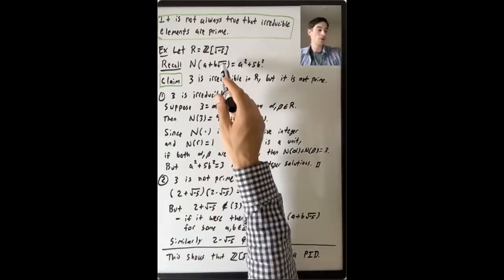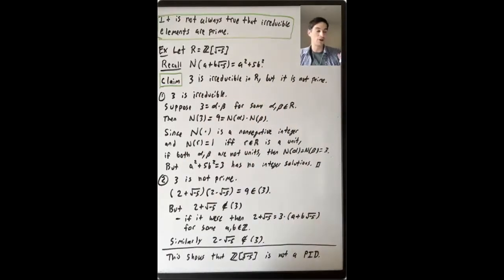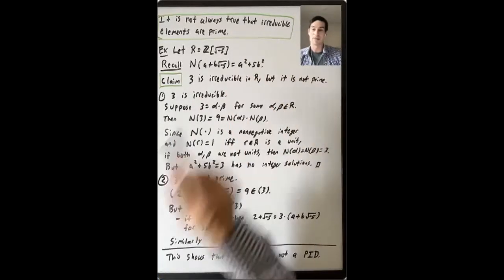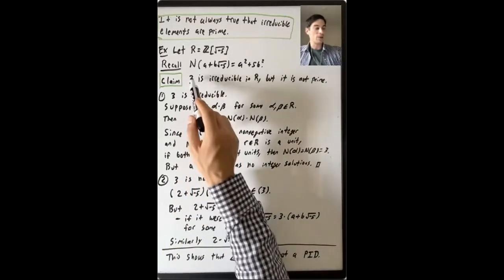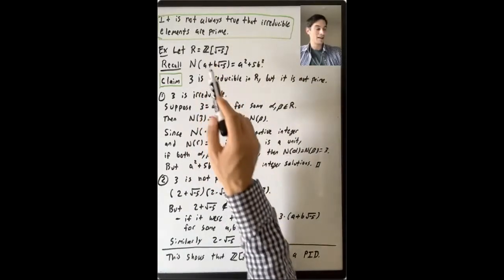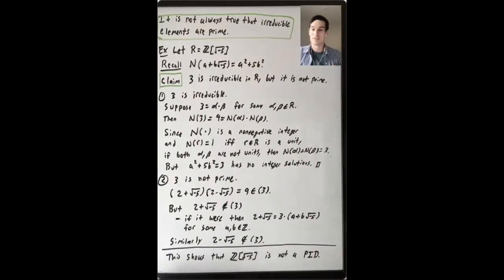And we proved in section 7.1 that a plus b square root of -5 is a unit if and only if the norm is equal to 1. More generally, in these quadratic rings, we saw that you're a unit if and only if the norm is equal to plus or minus 1, but minus 1 can't happen here. Okay, so the claim is that 3 is an element of this ring that is irreducible in R, but it's not prime. So let's prove that in two pieces.